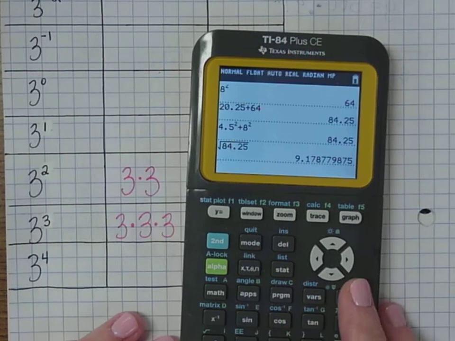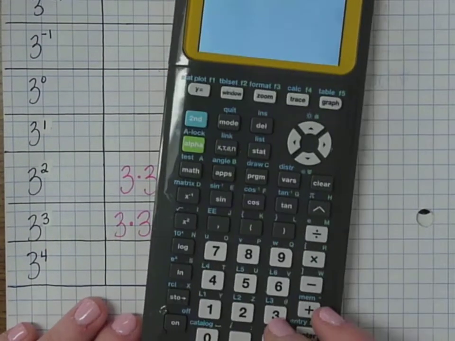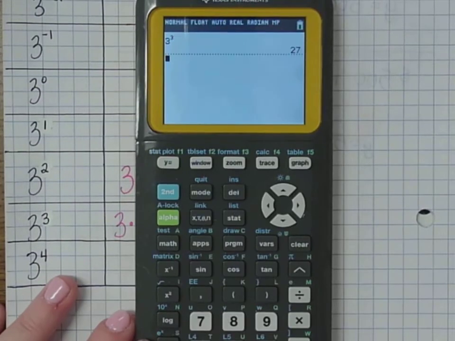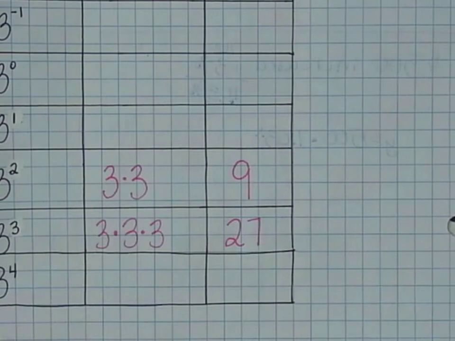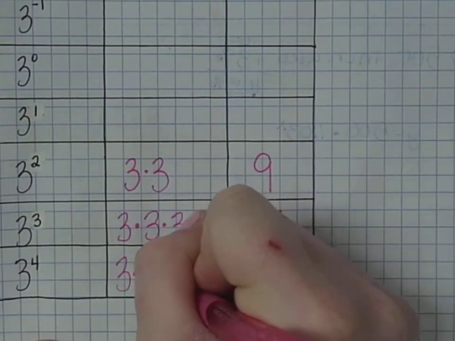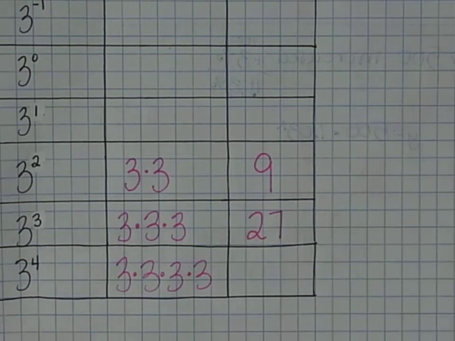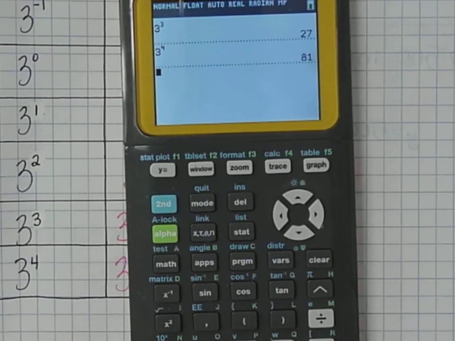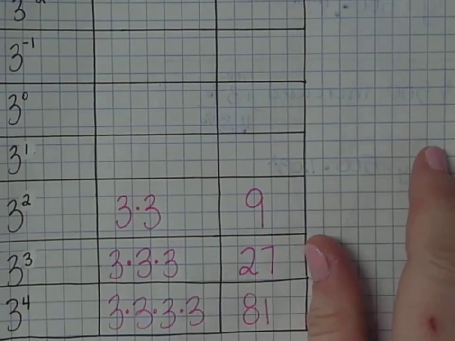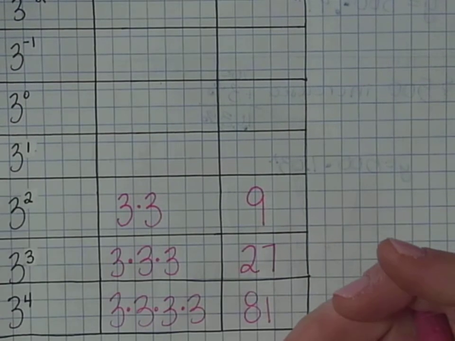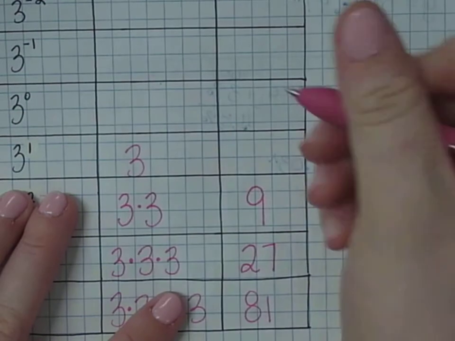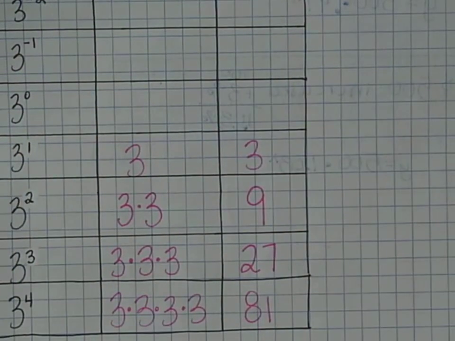Or, in your calculator, you can put 3, and then you can hit this caret and put the exponent of 3. So 3 to the third is 27. 3 to the fourth, 3 times 3 times 3 times 3. 3 to the fourth power is 81. Okay, 3 to the first power. 3 to the first power just means I have 1 3. So it would be 3.